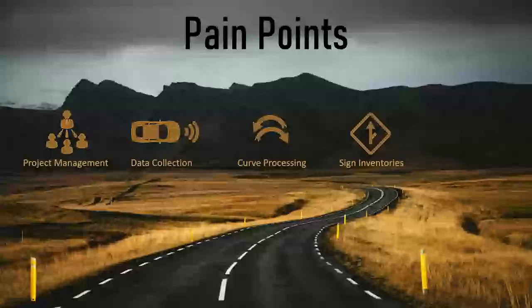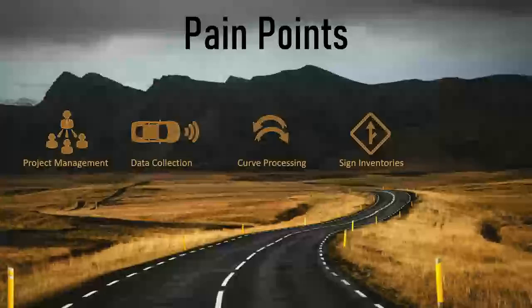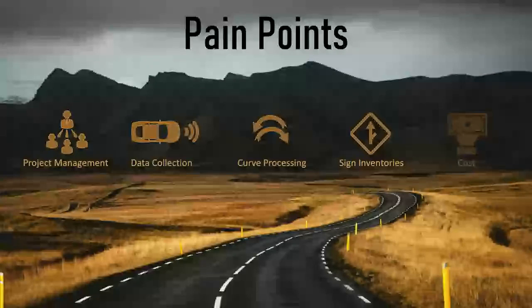And then sign inventories are very difficult lots of times. A lot of DOTs don't know what signs they have at their curves, so they don't even know what needs to be changed yet. The CARS system does a great job of saying what signs need to be there, but it can't tell you what signs are there without doing a sign inventory.